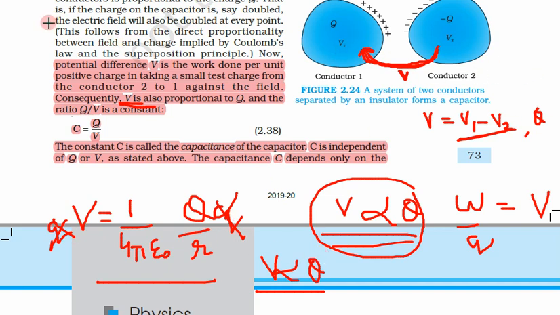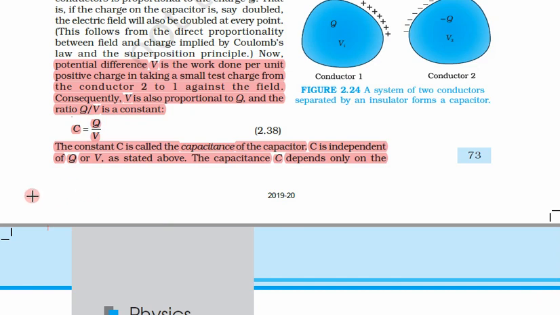So let us see what happens in that case. If V is simply proportional to Q, since V is proportional to Q, the ratio Q by V is a constant. See, V is equal to 1 upon 4 pi epsilon naught.